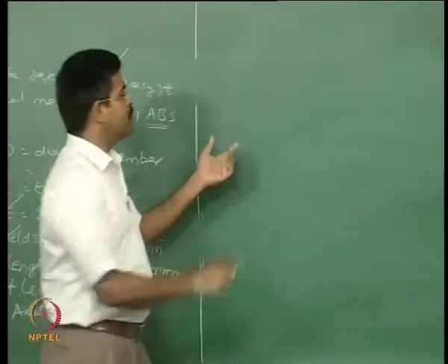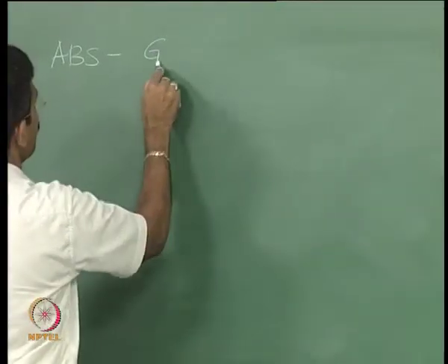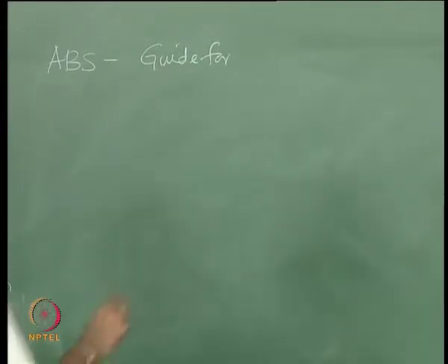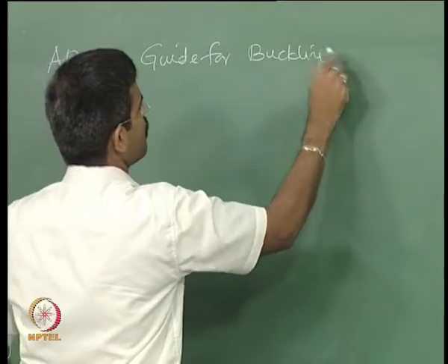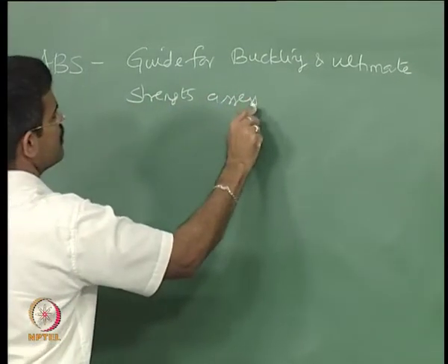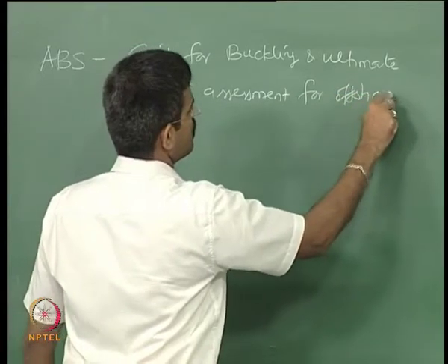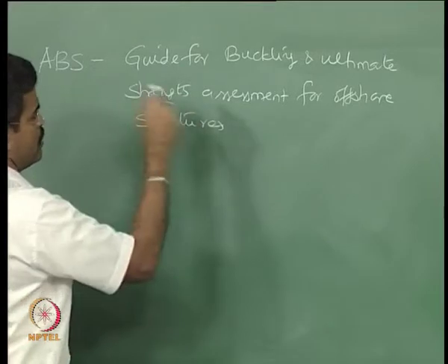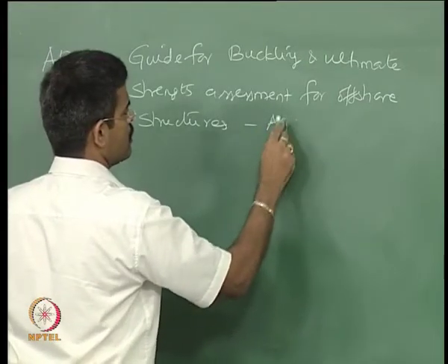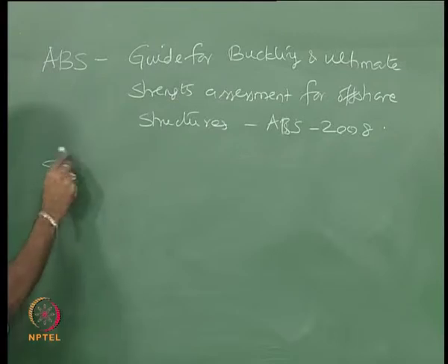So, the code which I am referring to in this example is ABS, which is the Guide for Buckling and Ultimate Strength Assessment for Offshore Structures, ABS 2008. So, now we will solve this problem.